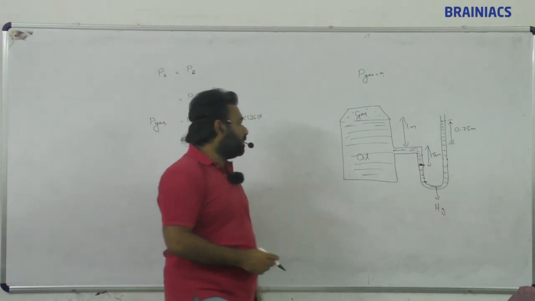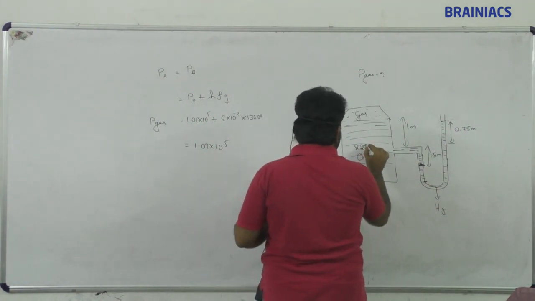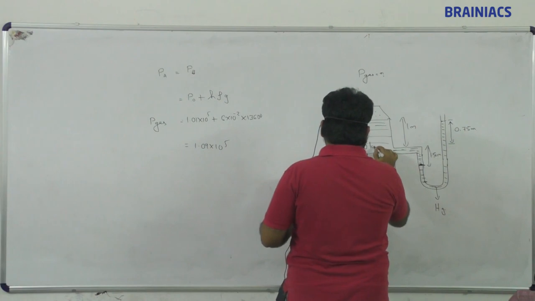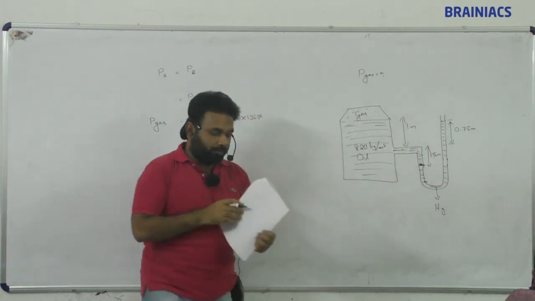Okay, so one more detail is there. Density of the oil is given, 820 kilogram per meter cube. Density of the oil is also given.